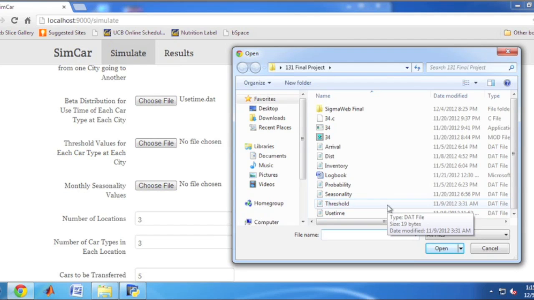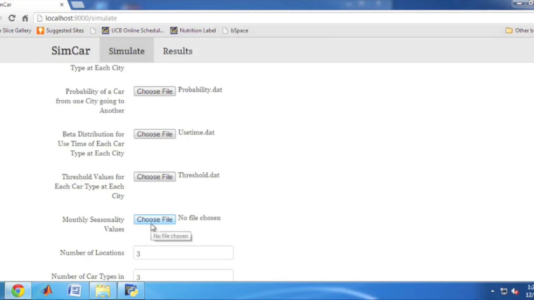Next, the threshold value of each car type is picked. If the inventory drops below this threshold, the system checks for close-by locations that have excess inventory of that car type and then transfers those cars over. Since different times of the year have different demands, we give users the option to add monthly seasonality.